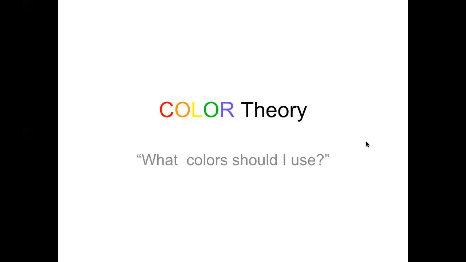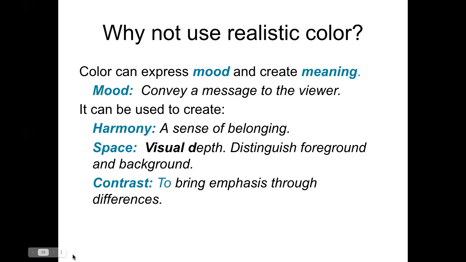For our organic abstraction, we're going to have to decide what colors we want to use. Now, when it comes to the colors, your colors don't have to be completely realistic. There's nothing wrong with being realistic. You could use the color that you see, but you can also use color to express mood and create meaning. So what is the message that you want to convey to the viewer?